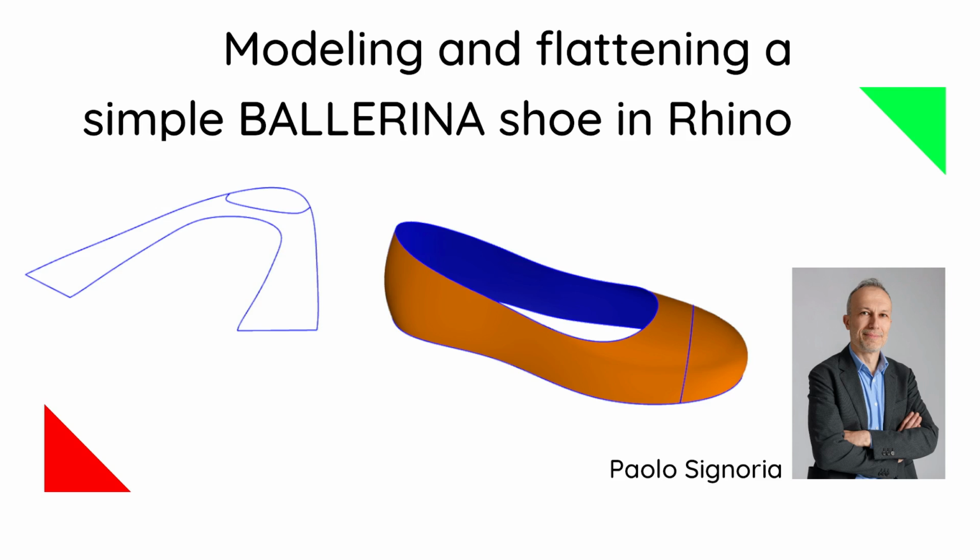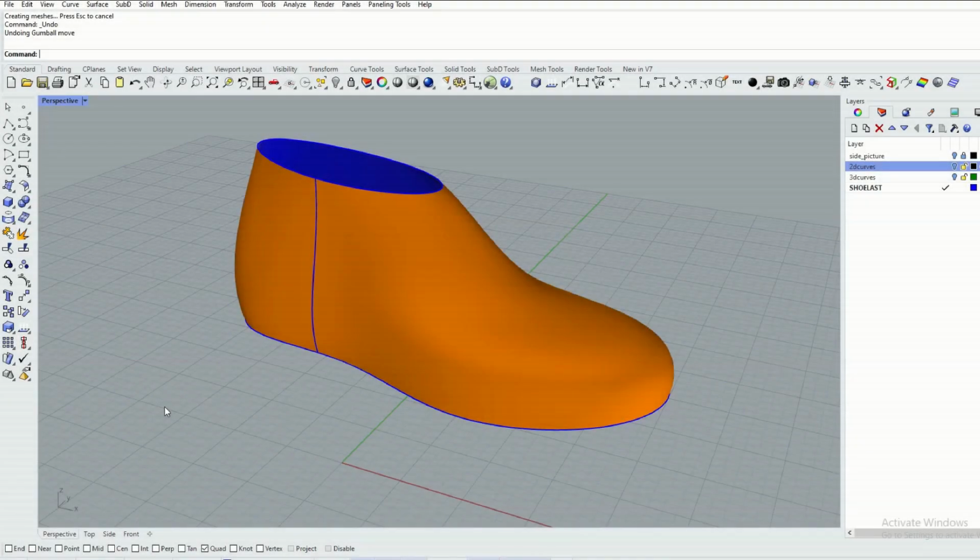In this short tutorial, we'll see how to draw a ballerina shoe starting from a 3D shoe last previously modeled in Rhino. We've opened a file representing a ballerina shoe last.